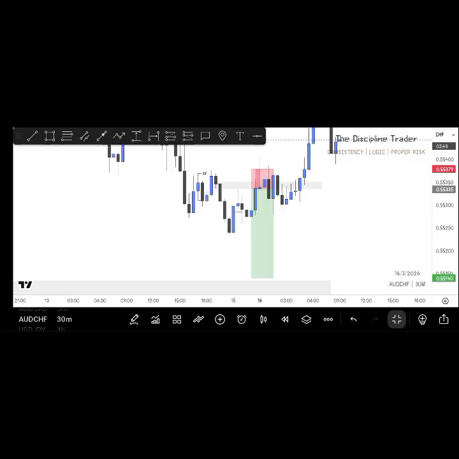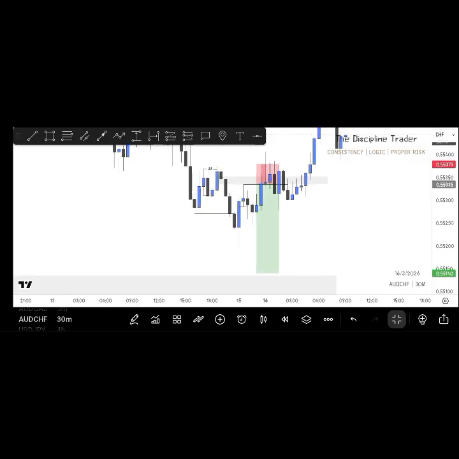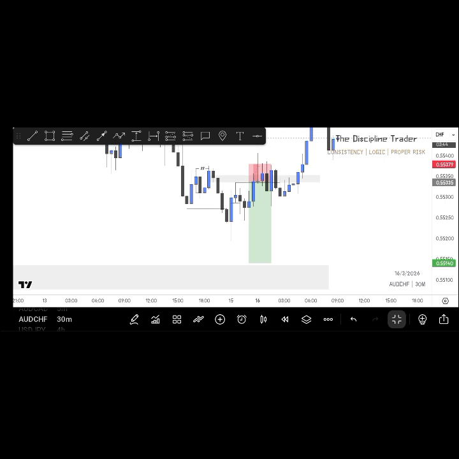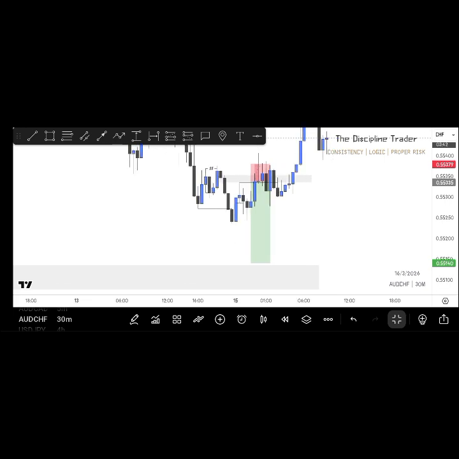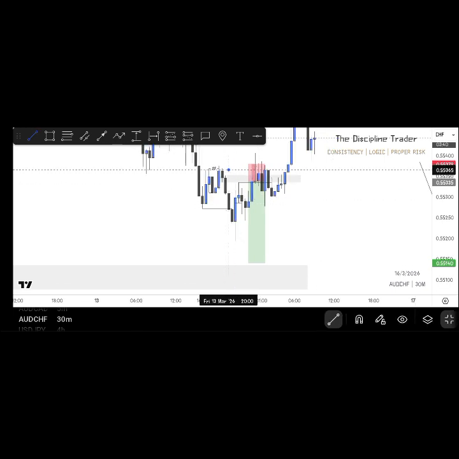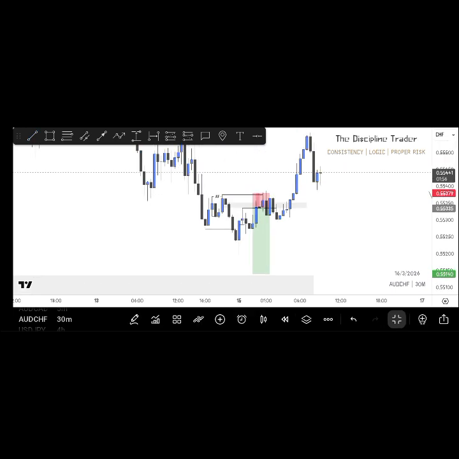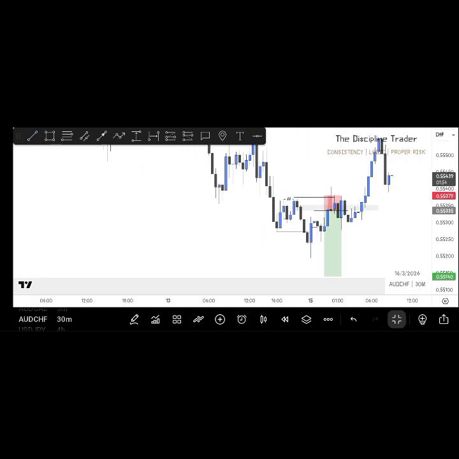And coming on AUD/CHF, we lost the trade, and price was actually going up. The intention of price is to pull up. So yes, that's why I lost the trade.